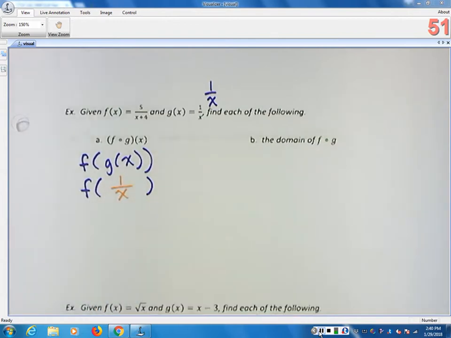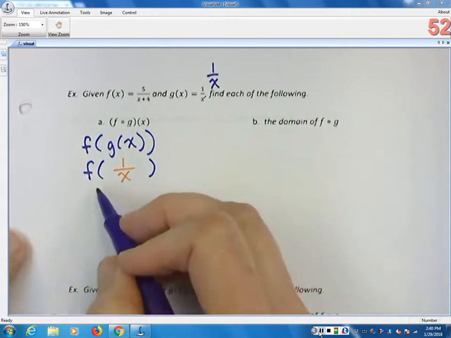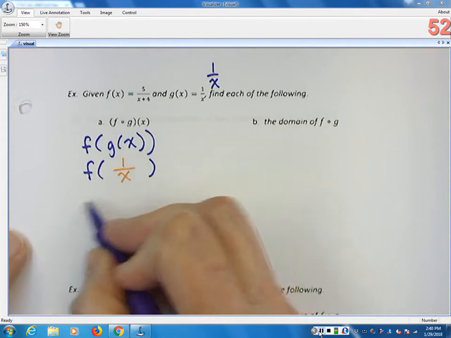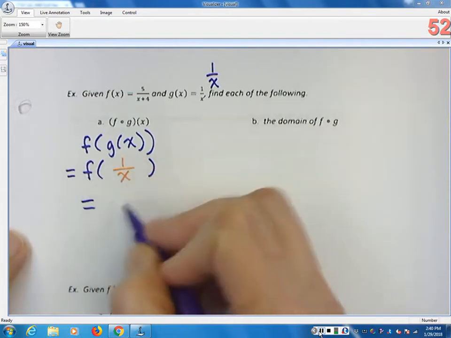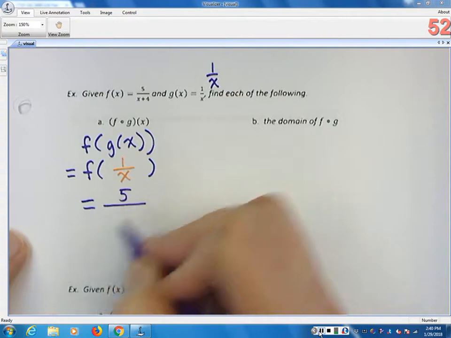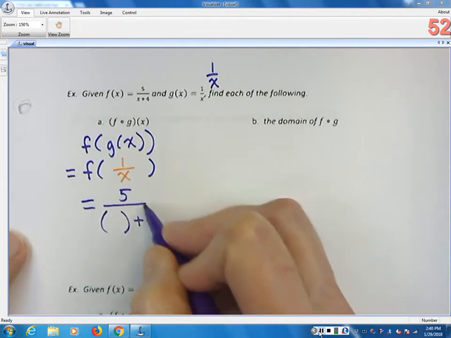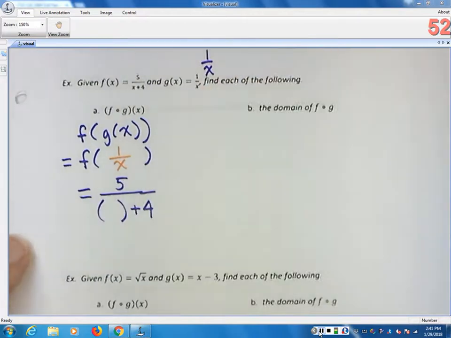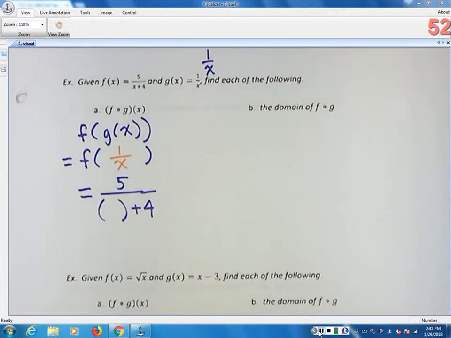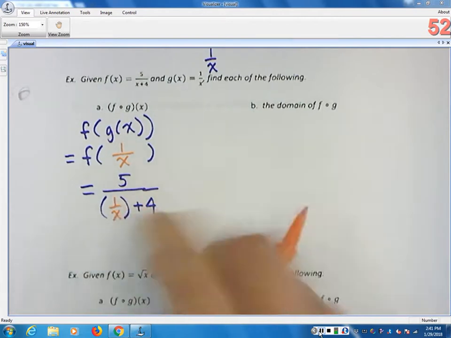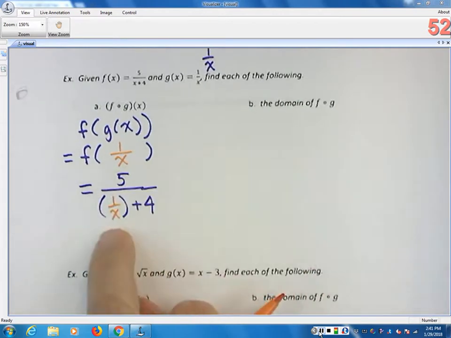Now what does that mean? Everywhere we have an x in f of x, so we're going to write out 5 over x plus 4. That's f of x with a big parenthesis for our x. And we're going to put our 1 over x in there. That's what it means. F of 1 over x means everywhere you have an x, you replace it with 1 over x there.